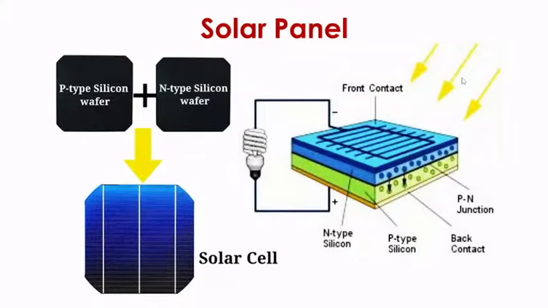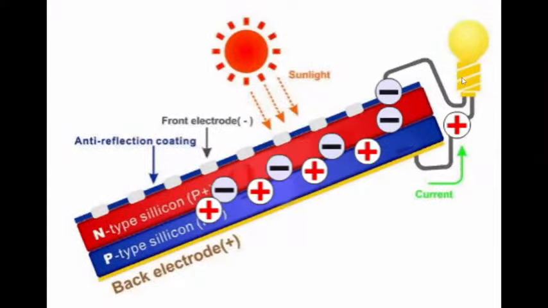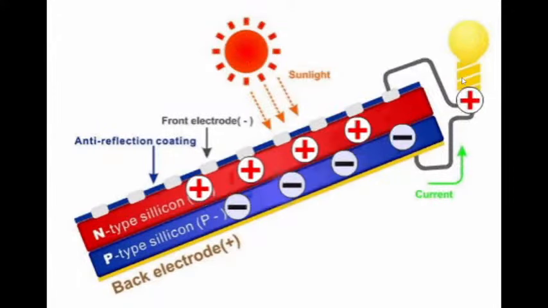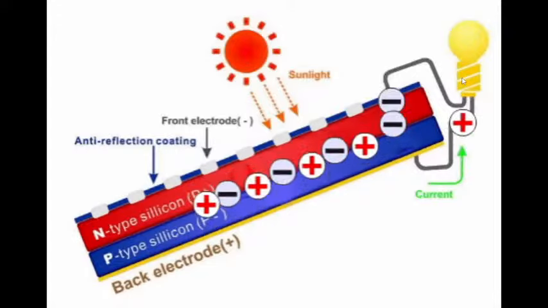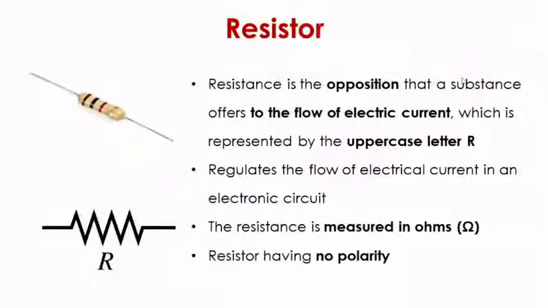So the first one is solar panel. How do these solar panels work? Basically they are P and N type junctions. There are P type silicon wafer and N type silicon wafer. As the sunlight falls on the solar panel, the electrons keep on flowing, and the negative charge, basically the electrons, flow through the circuit, and that is how the bulb or the LED is switched on. So that is how they get the power, and this is how solar panels work.